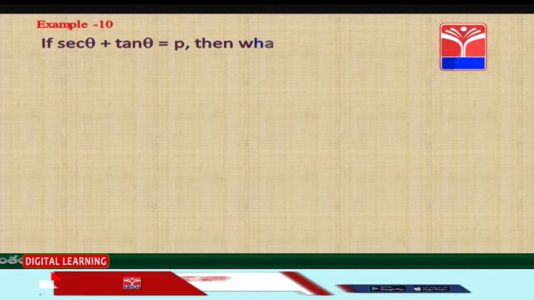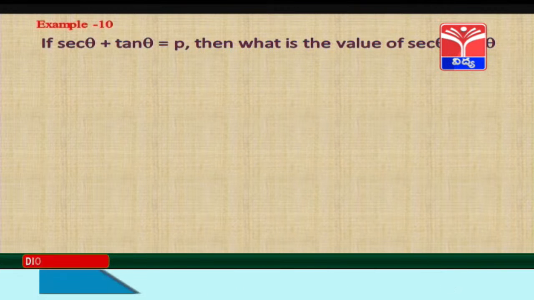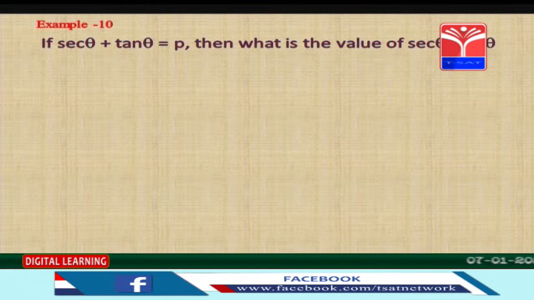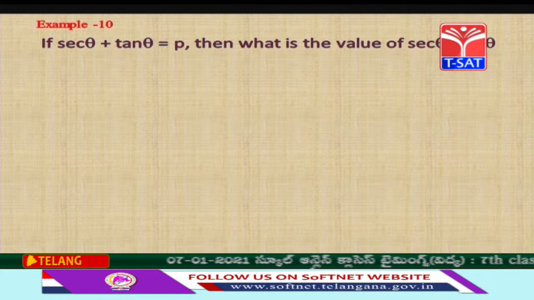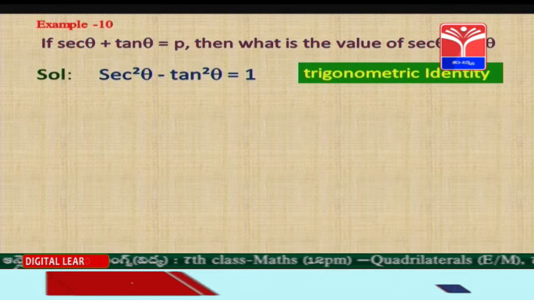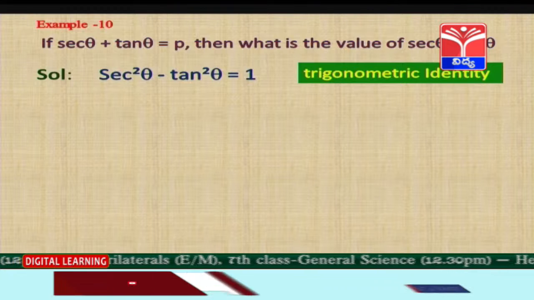So, one more example for you. If sec theta plus tan theta is equal to p, then what is the value of sec theta minus tan theta? It looks a little bit complicated, but we will be able to do it very easily. Please see the solution here. We have a rule: sec square theta minus tan square theta is equal to 1. This is a trigonometric identity.